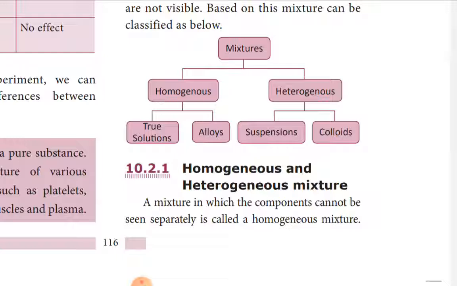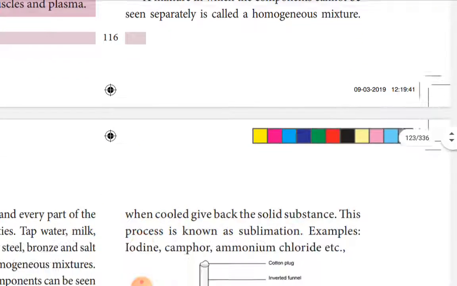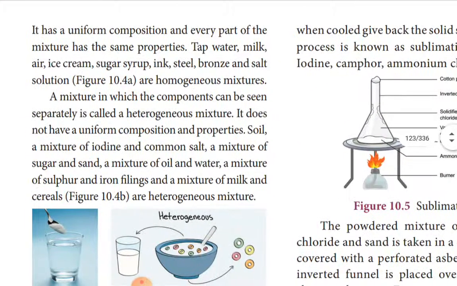In a homogeneous mixture, the components cannot be easily seen through our naked eye. We cannot easily see the components. It is called a homogeneous mixture, a mixture in which components cannot be seen. Because it has a uniform composition, we cannot easily separate the components of a homogeneous mixture.